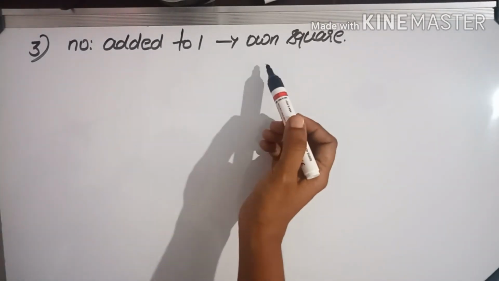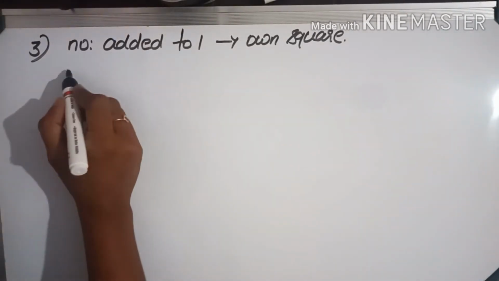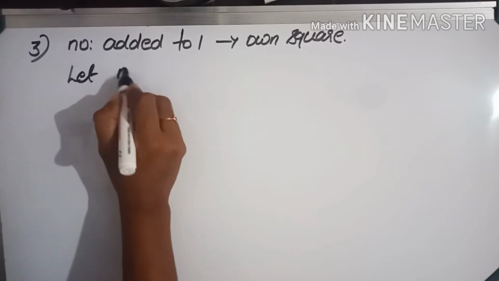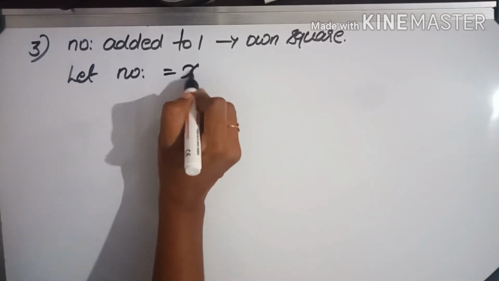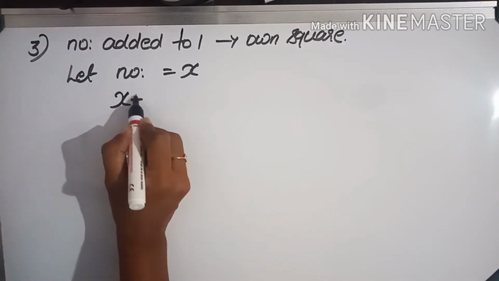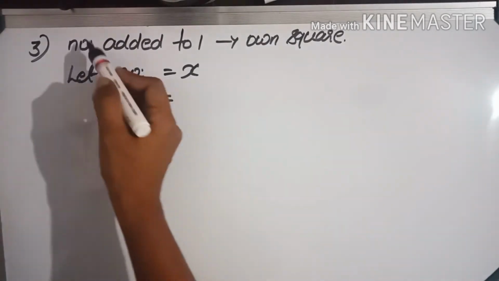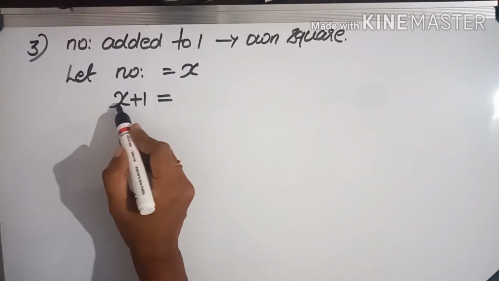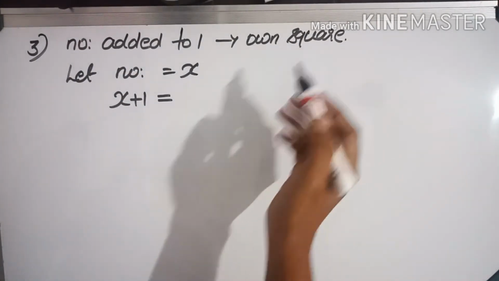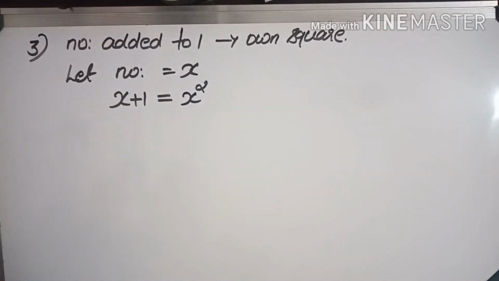Okay, the answer must be that same number's square. So here let's consider the number as what? Let the number equal x. Now we are going to add 1, so x plus 1. Then we must get the answer as its own square, that means that number's square. So here x we consider as the number, then its square will be x square. This is the statement given.